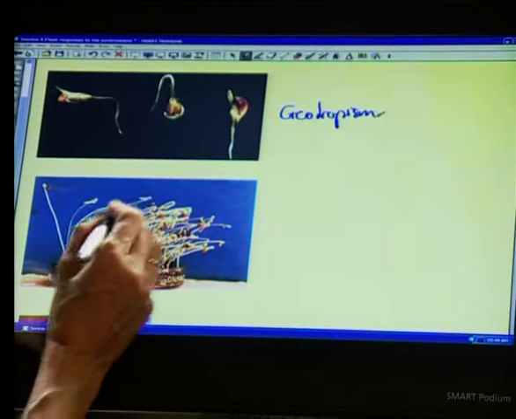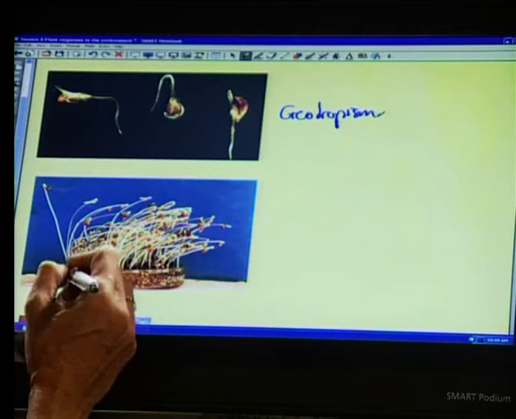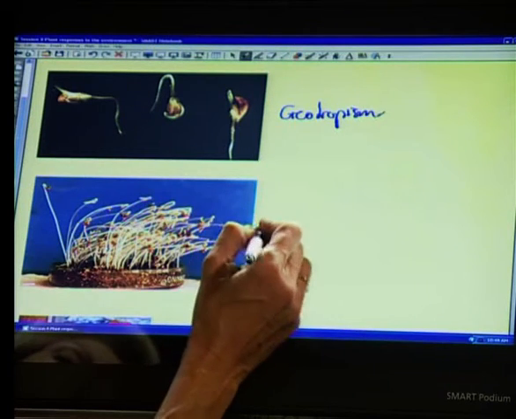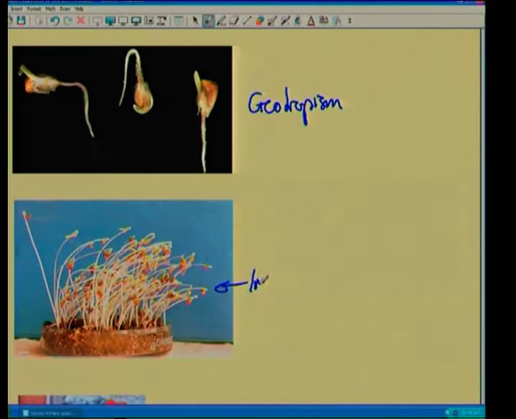Okay, and here, what have we got? We've got all these tiny little seedlings, and where are they growing towards? They're growing towards the light stimulus. Okay, so if they are growing towards the light, they're going to be positively phototropic. So this is phototropism.